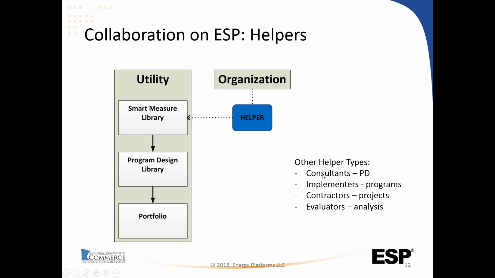The concept of helper organizations can also, though, be used on ESP. They can be consultants who are doing program design, implementers who are creating or running programs on behalf of a utility. Helpers can be contractors creating projects, and helpers can also be evaluators that are analyzing this rich measure application data. So those are helpers.